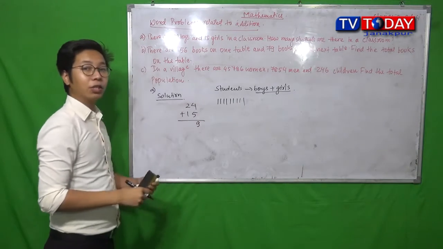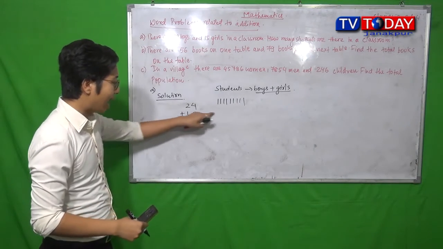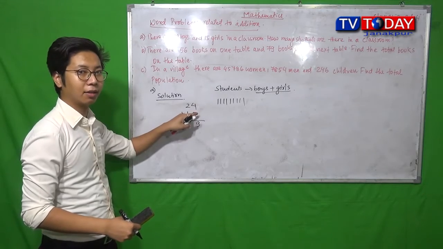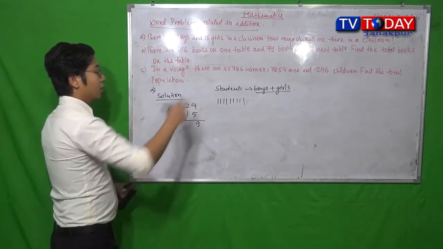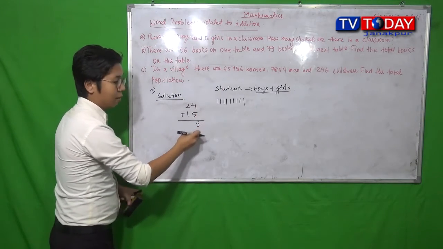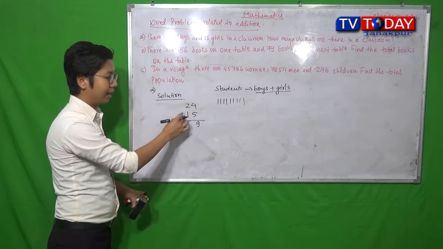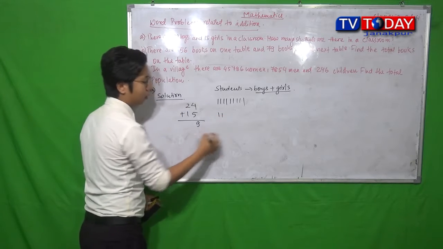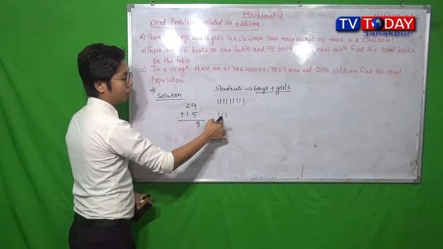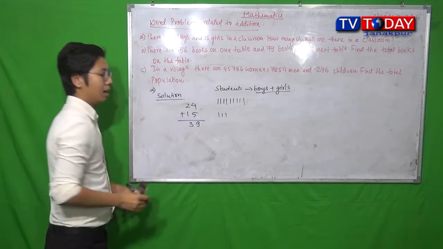And I have already told you yesterday to start adding from the right side. So 4 plus 5 equals how much? 9. And here is how much? 2 and here is 1. So add 1 and 2, 1, 2, 3. What will be your answer? 39.